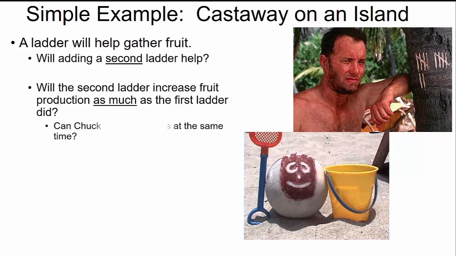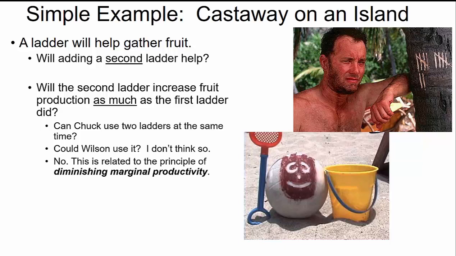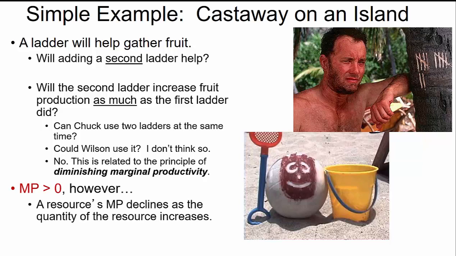A second ladder, a lot of people will say, well, that won't really help him because you can't use 2 ladders at a time. But if you think about it, he could stage one ladder over in his coconut production area and keep another ladder in his banana area. That way he doesn't have to carry it back and forth. So a second ladder can help him, okay? Even though he can't use both of them at the same time. Now, the thing is that the second ladder will not help him as much as the first ladder, okay? And that's because of diminishing marginal productivity. So we're gonna demonstrate something.